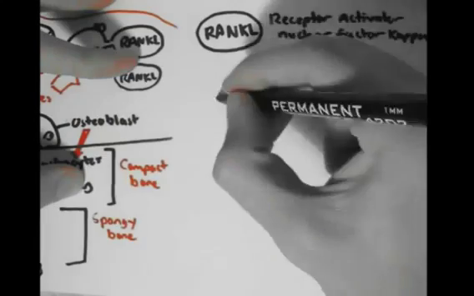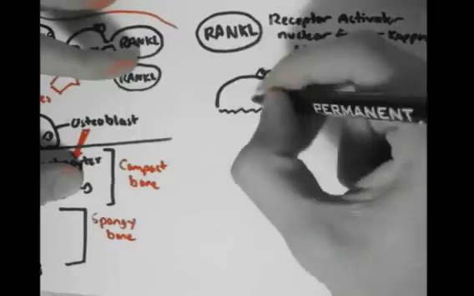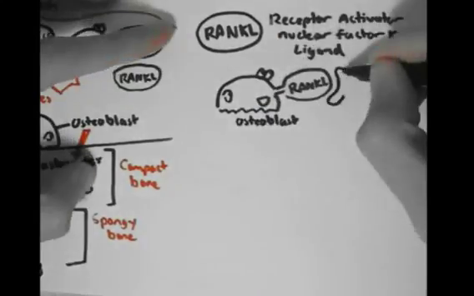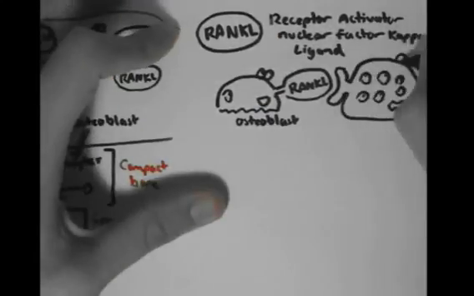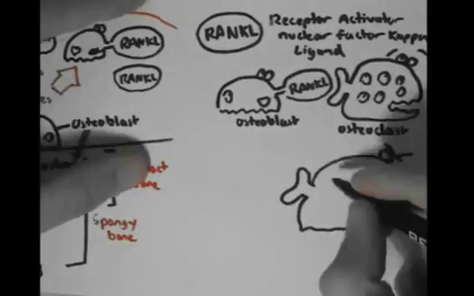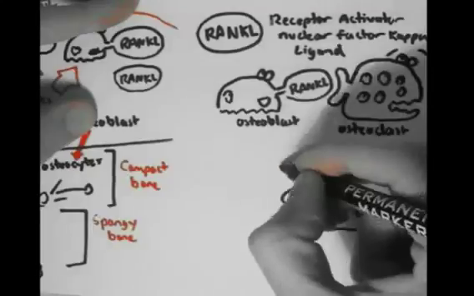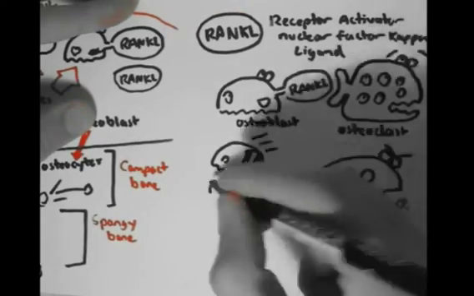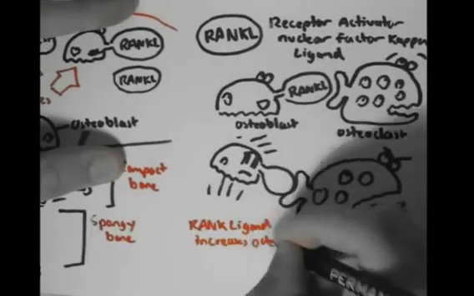RANK ligand stands for receptor activator of nuclear factor kappa ligand. So here we have an osteoblast with the RANK ligand, and here we have a normal osteoclast. And so if RANK ligand binds to the RANK receptor on osteoclasts, it increases osteoclastic activity. So basically, RANK ligand increases osteoclastic activity, meaning less bone and more minerals being absorbed by the bone.